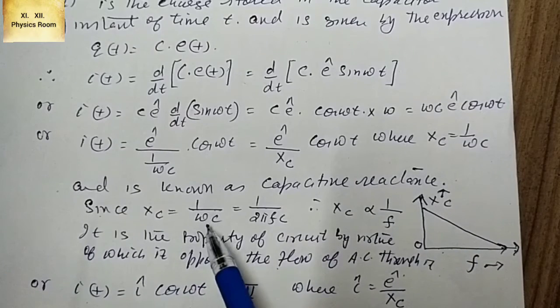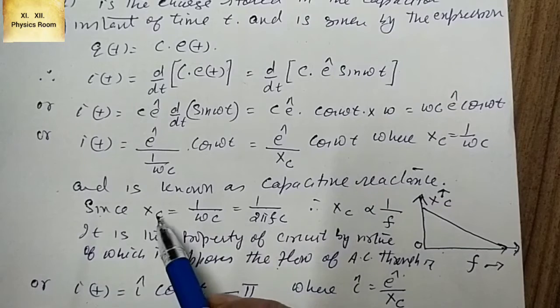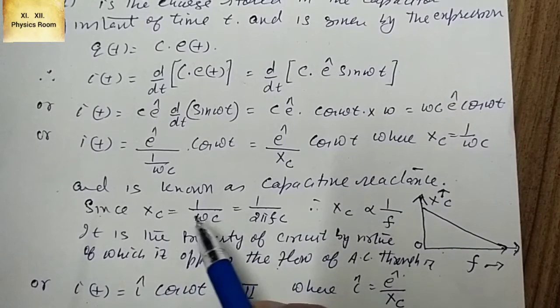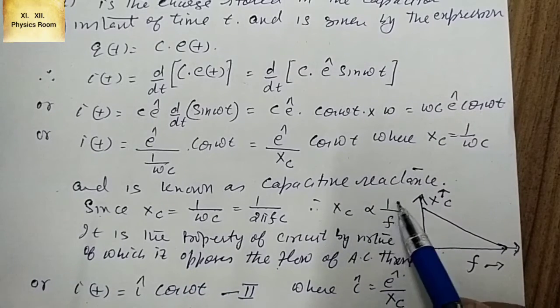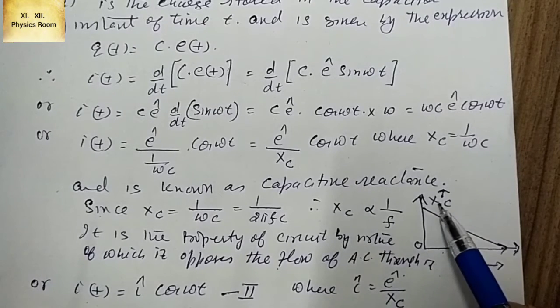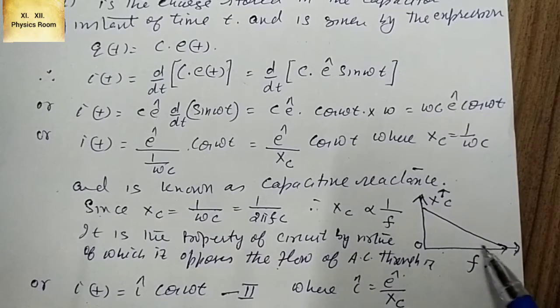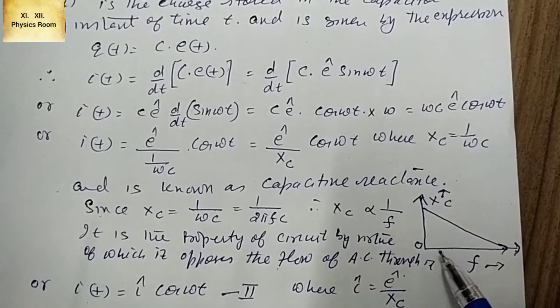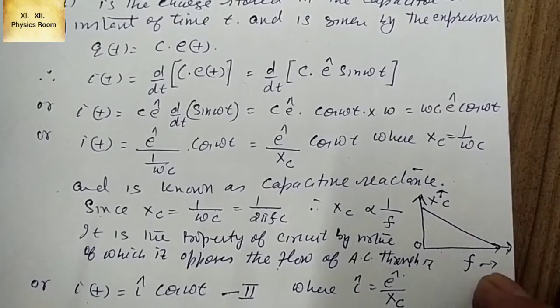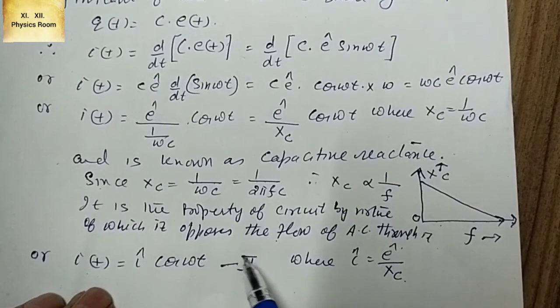Since XC is equal to 1 by omega C and omega is equal to 2 pi f, it is 1 by 2 pi f C. So XC and frequency are in inverse proportion. Therefore, XC is inversely proportional to frequency. If we plot a graph between XC and frequency, it will be like this. As frequency increases, capacitive reactance reduces. As frequency reduces, capacitive reactance increases. It is the property of the circuit by virtue of which it opposes the flow of AC through it.